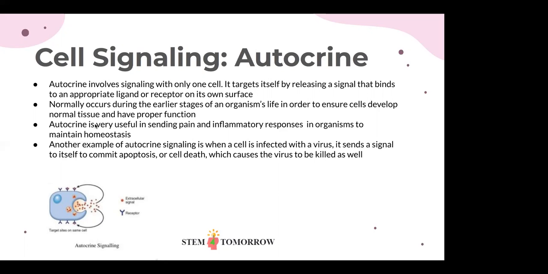Autocrine is useful in sending pain and inflammatory responses in organisms to maintain homeostasis. Homeostasis is just a process of maintaining body temperature, like sweat, anything to just keep the body in check and normal. Another example of autocrine signaling is when a cell is infected with a virus. The cell sends itself a signal to commit apoptosis, or cell death, which also kills the virus. So that is a very effective signal. And the diagram on the bottom shows you exactly how the signals go into the receptors in autocrine signaling.